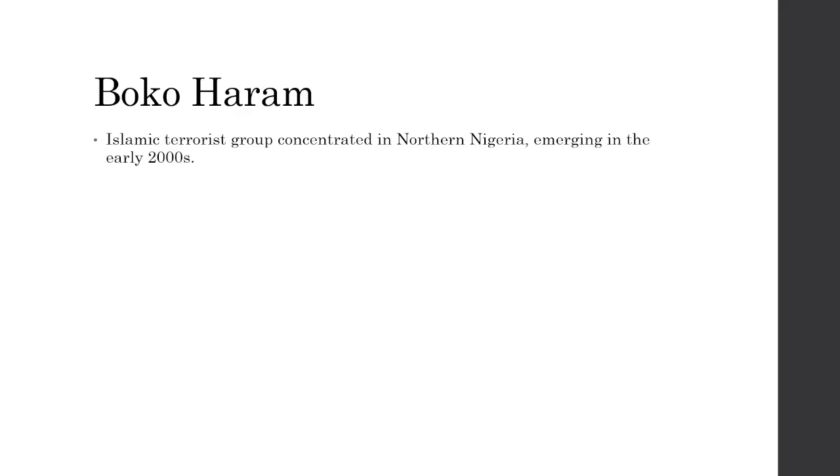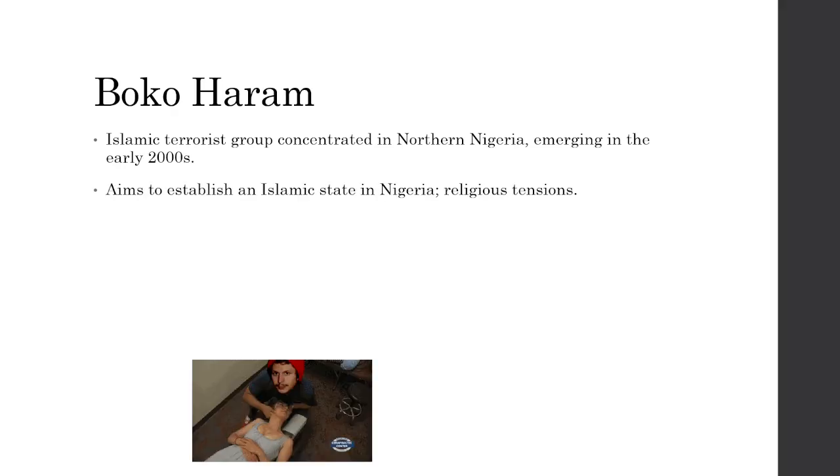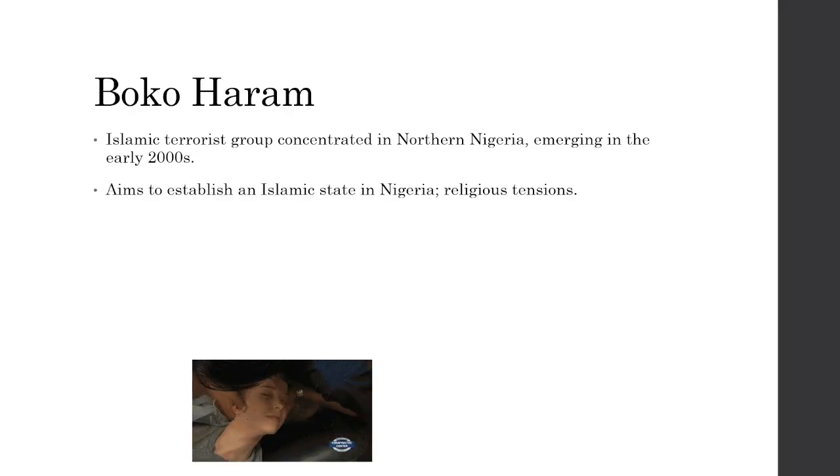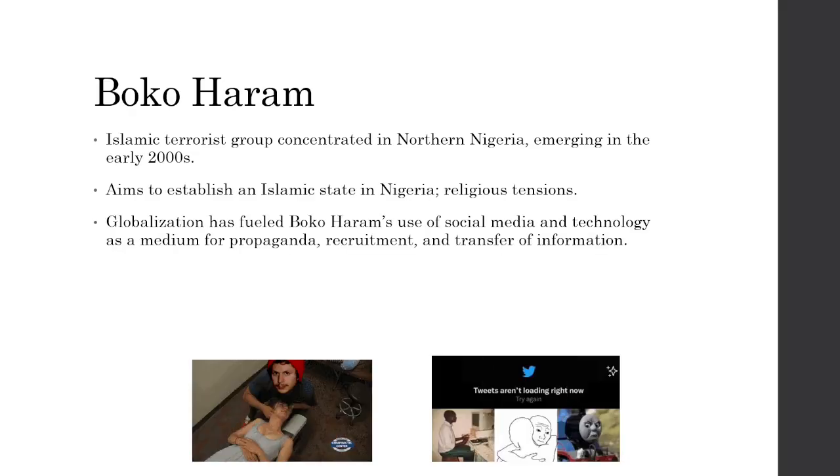So let's look at Boko Haram, which is in Nigeria. So Islamic culture in the north is very prominent compared to the Christian culture in the south of Nigeria. And a terrorist group emerged in the early 2000s. That's Boko Haram, and they're concentrated in the north, where Islam is popular. They have aims to establish an Islamic state in Nigeria, and this is created due to the religious tensions there throughout the different religious groups.